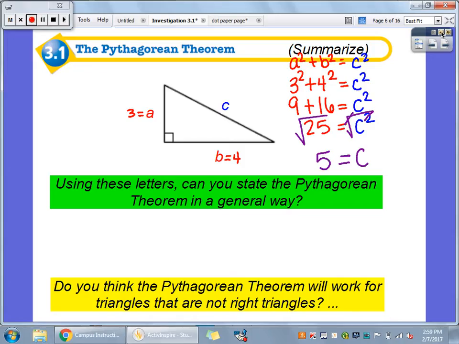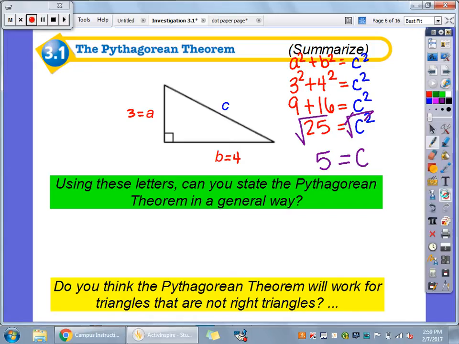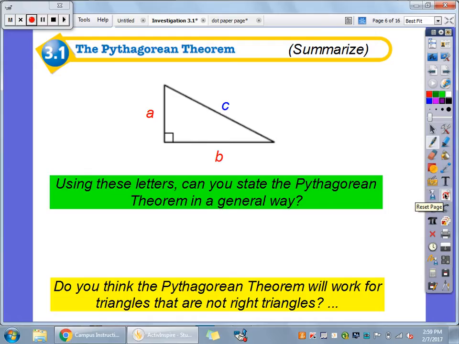All right, so I'm going to give you another one to practice. I want you to try this one on your own. We're going to say that B is 12 and A is 5. And again, you're still using the Pythagorean theorem, A squared plus B squared equals C squared. Okay? So take a minute or two, pause the recording, and then try this one on your own.